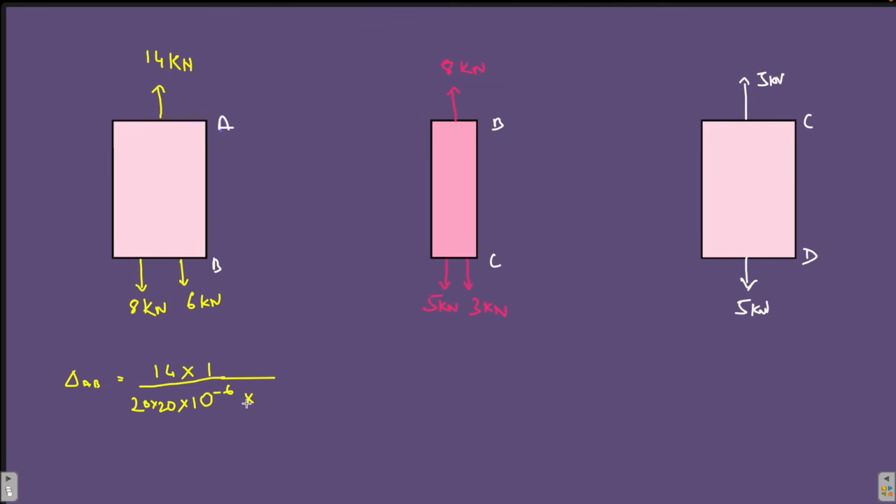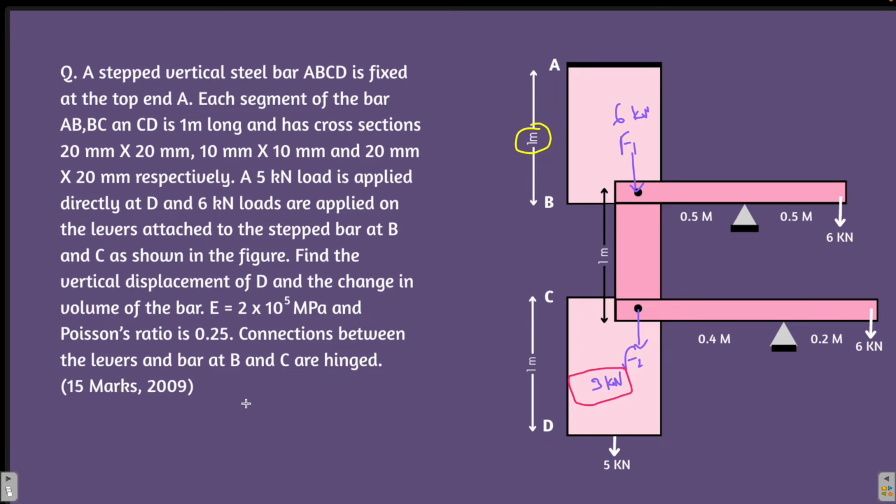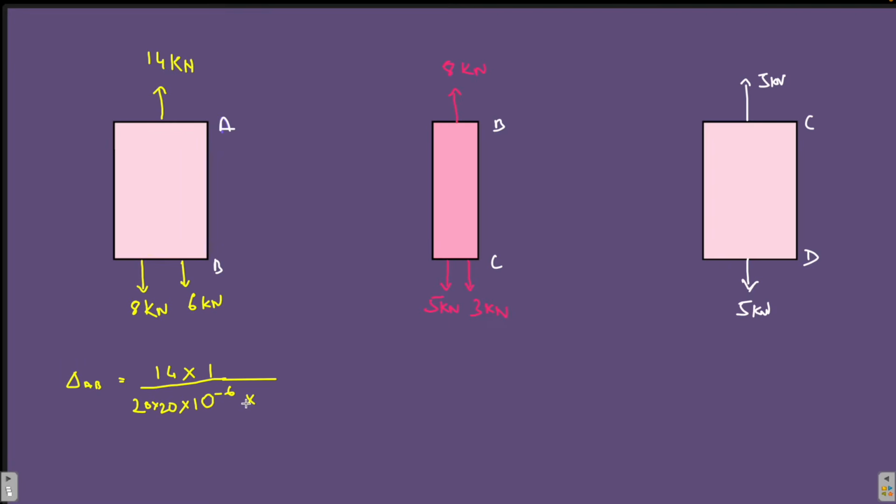And what is the value of E? E is also given to you as 2 into 10 to the power 5 megapascals, or Newton. Megapascal is Newton per millimeter square. Okay, so everything is given to you in terms of E as 2 into 10 to the power 5 megapascal. Megapascal means Newton per millimeter square, so we have to change the units in Newton per millimeter square. That would be better, right? So how are we going to do that?